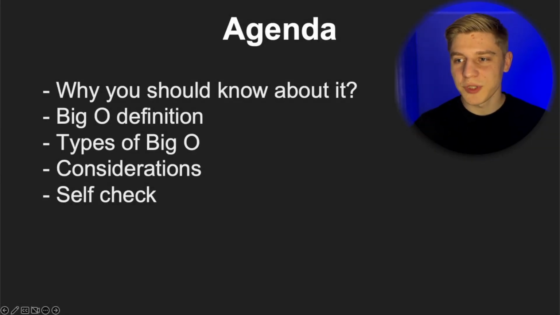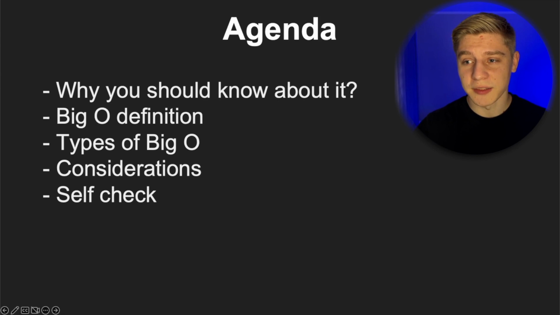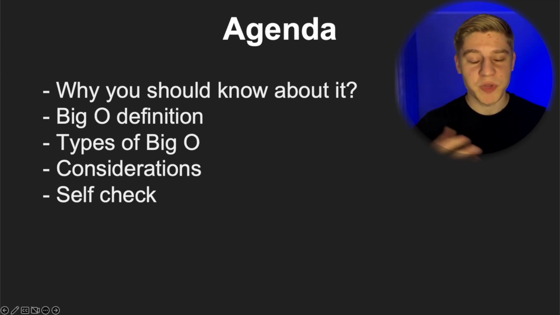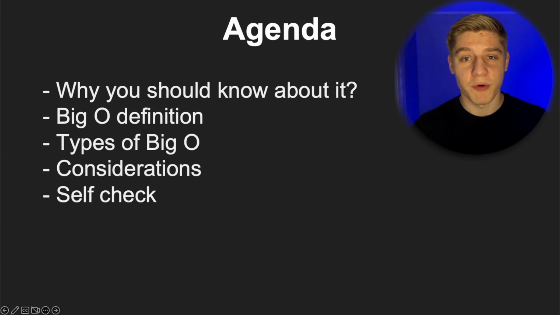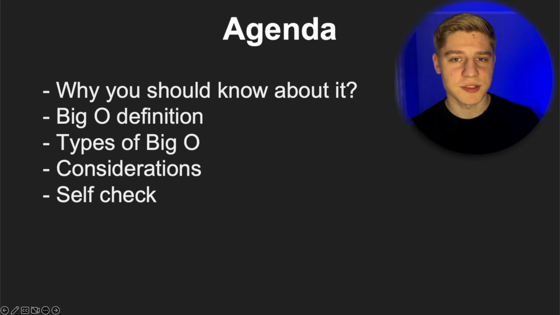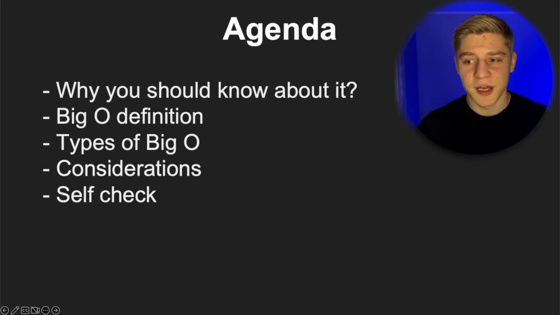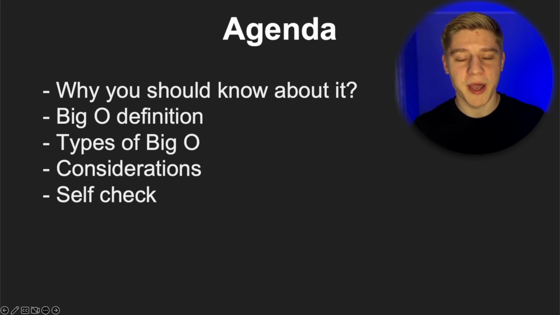So the agenda for today looks as follows. First of all, we're going to consider why you should know about Big O notation as a software engineer and why it's helpful. Then I will explain the definition. Then we'll go through the types of Big O notation from constant to factorial. We'll check considerations to not make mistakes. And in the end of the video, we'll make a self-check to review that you understood the topic correctly.